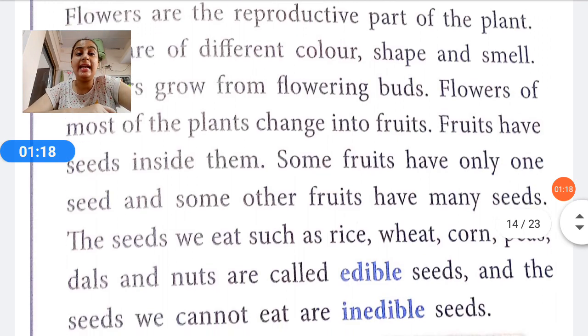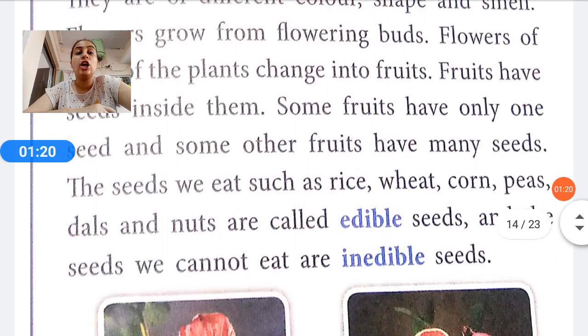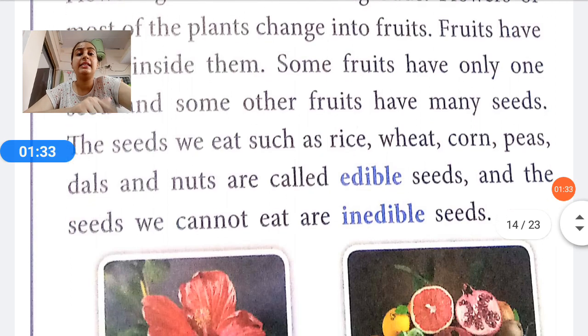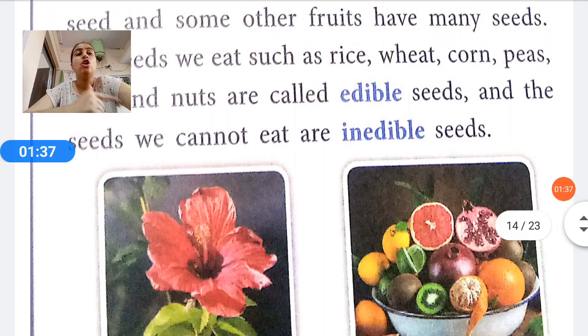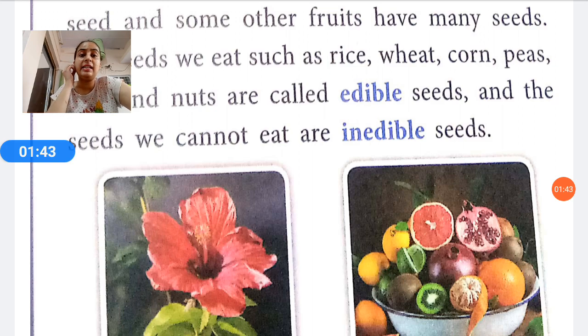The seeds we eat, such as rice, wheat, corn, peas, dal and nuts, are called edible seeds. जो हम खा सकते हैं, rice, wheat, corn, peas, dals and nuts, that is called edible seeds. And the seeds we cannot eat are called inedible. So what are edible seeds? Edible seeds are the seeds that we can eat. And what are inedible seeds? Inedible seeds are seeds that we cannot eat.